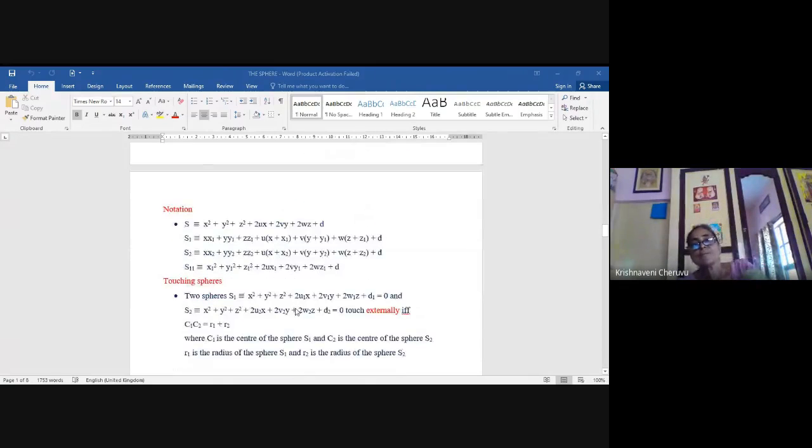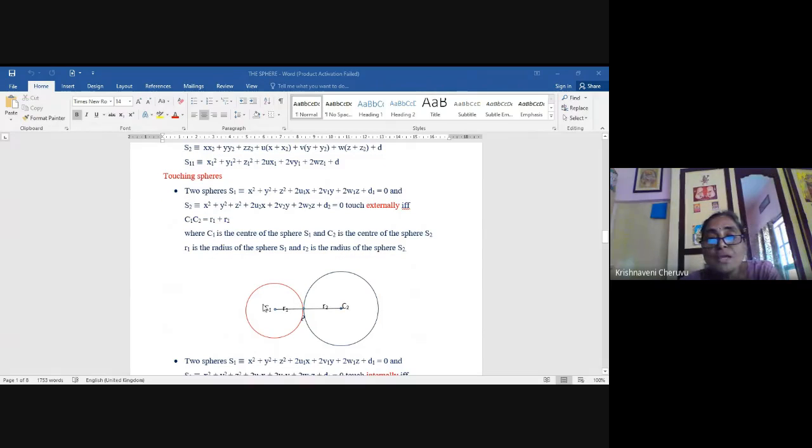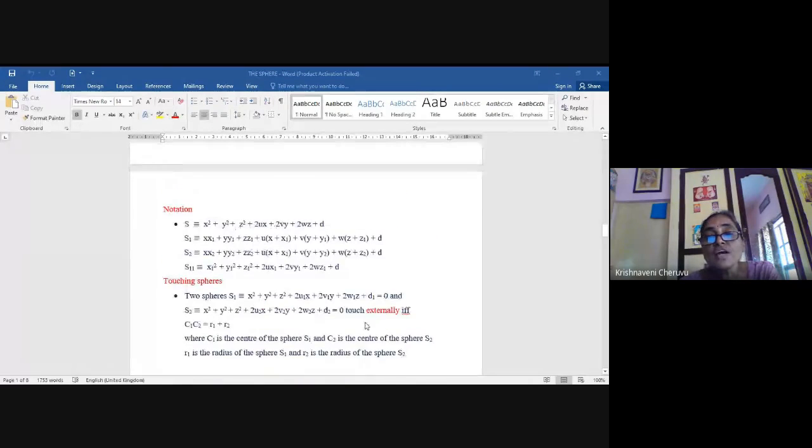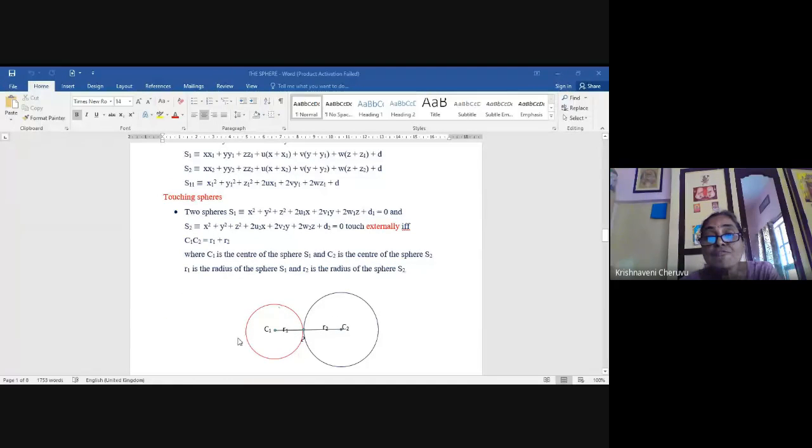Now let us come to the touching spheres. These problems I gave you already for homework. So how many of you have done correct? You can check again. Now see here we have two spheres, girls. You have seen the intersection of spheres, that is different. Now you are seeing the spheres touching.